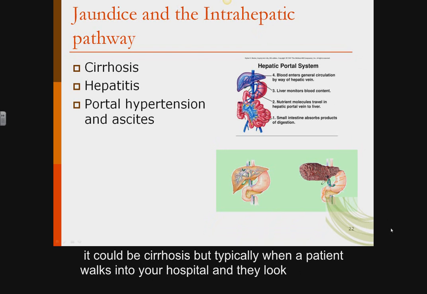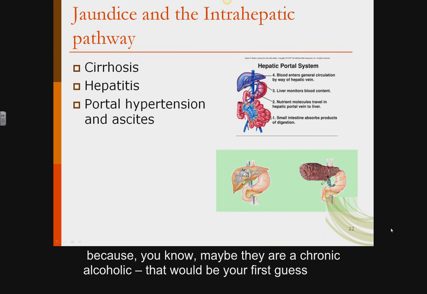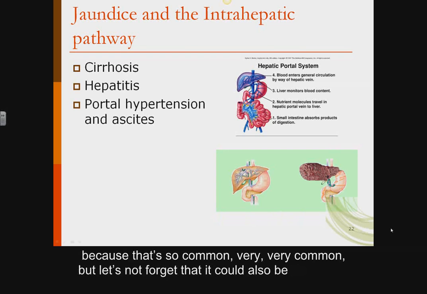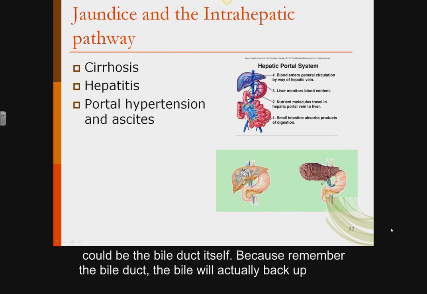It could be cirrhosis, but typically when a patient walks into your hospital and they look jaundiced, most of us, the first thing we think of is the alcoholic. Maybe you think this because maybe they're the chronic alcoholic. That would be your first guess because it's just so common, very, very common. But let's not forget that it could also be hepatitis. It could be a number of conditions.